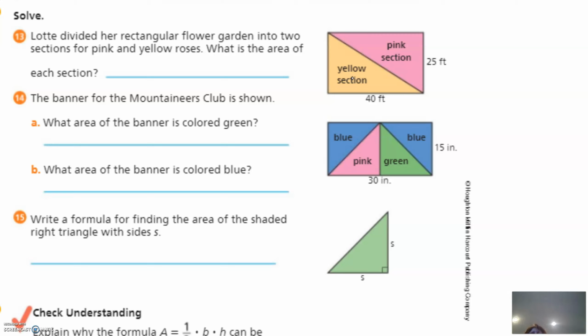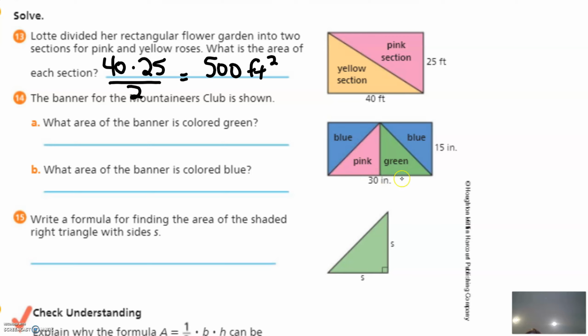Well, basically it's a rectangle, right? And they divide it in half. So you're going to do 40 times 25. That would be the area of the whole thing, and divide it by 2. Remember, this little bar means divide. So on your calculator, multiply that out. And you should get 500 feet squared, or square feet.